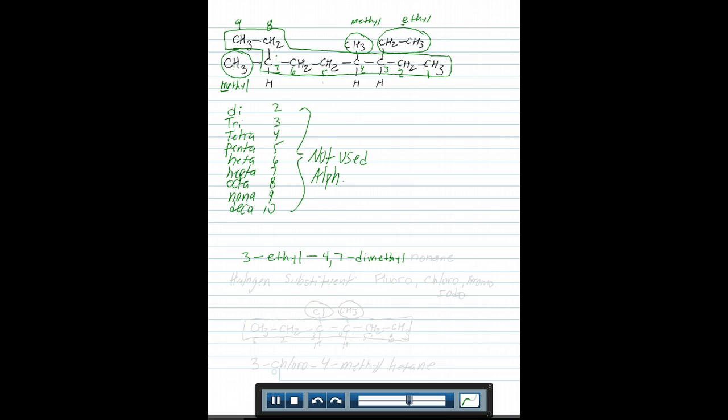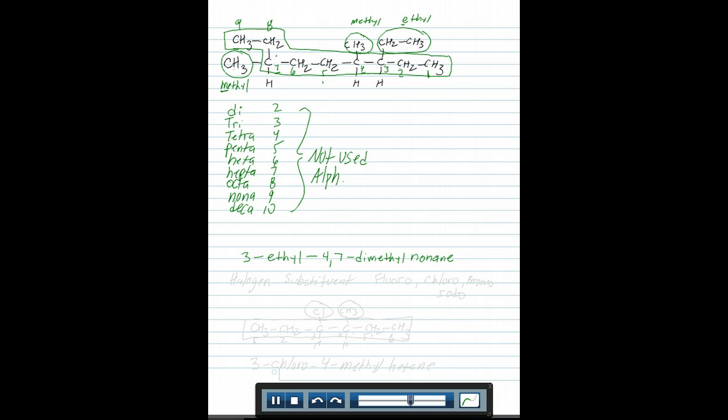If you had 3 of them, let's say you had a 3rd one on carbon 5, you would have 4, 5, 7 trimethyl. Okay, and remember, the D is not used alphabetically. The M is still used alphabetically. And then you name the parent, which is non, and since it's an alkane, it's nonane.